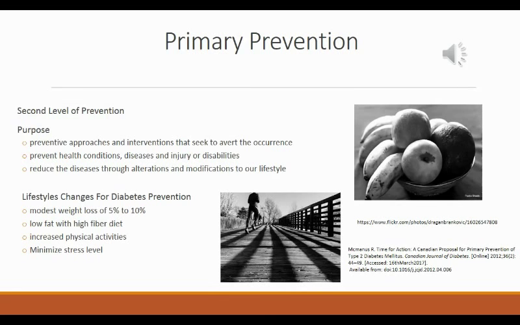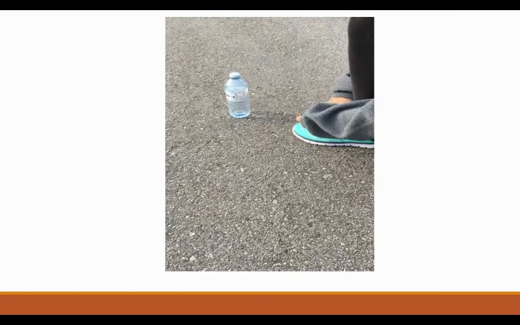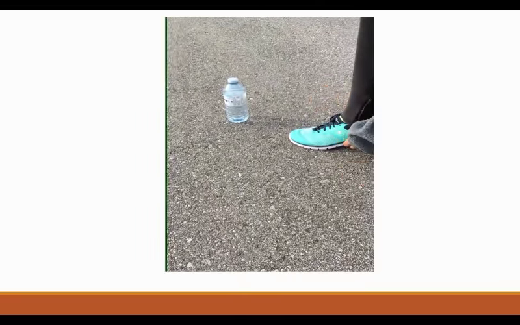Primary prevention involves preventative approaches and interventions that seek to avert the occurrence of alterations to health. The purpose of primary prevention is to prevent health conditions, diseases, and injury or disabilities, and focuses to reduce the diseases through lifestyle modifications. It is therefore important to incorporate a healthy diet of fruits and vegetables. An increase in activity and alleviating stress can also prevent health conditions such as diabetes. This is a prime example of primary prevention.